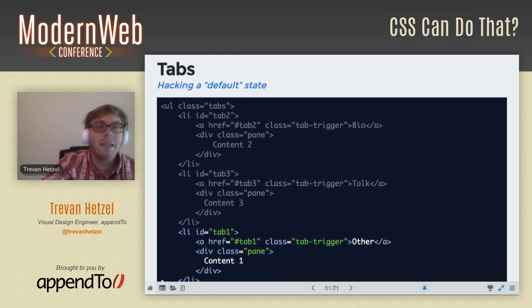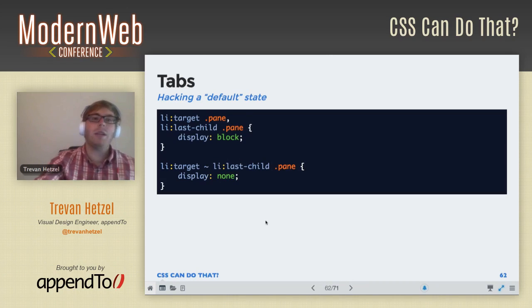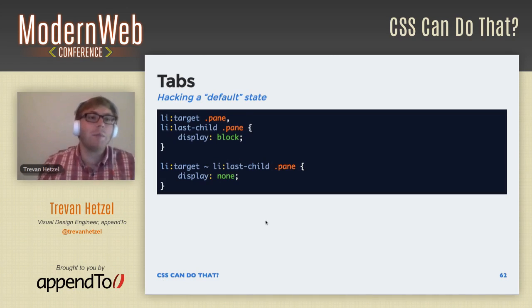So you have your second tab and your third tab, and then the one you want shown first is technically going to be at the end. Nothing else changes, just the order of the list items. And then here's where it gets tricky to explain, but when the target pseudo class is activated on the list item, we're going to select the child, just like it was before, which displays block when clicked. But we're also piggybacking on that selector. We're selecting the last child, and then we're going to select its child, which is pane, and set that to display block.